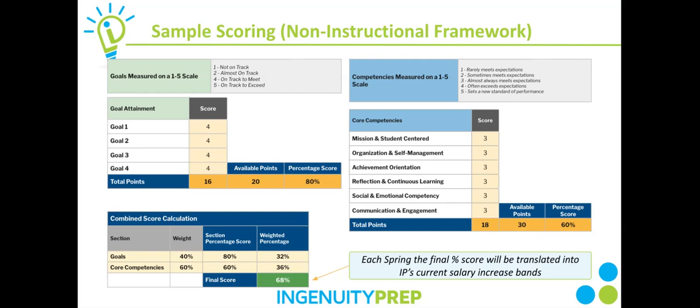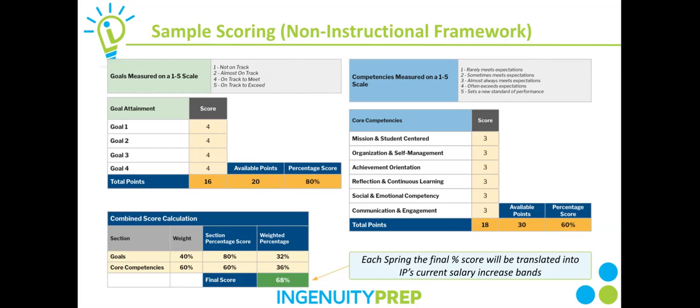Here you can see an example of how this works in practice. In this sample, this sample staff member has scored a 4 on each of their goals, giving them a total of 16 points toward their goal attainment score of the 20 available points, giving them a percentage score of 80%. A similar exercise happens in core competencies. In this case, they have scored 3 on all of their core competencies, giving them a total of 18 points of the 30 available points in that section, which equates to a percentage score of 60%.